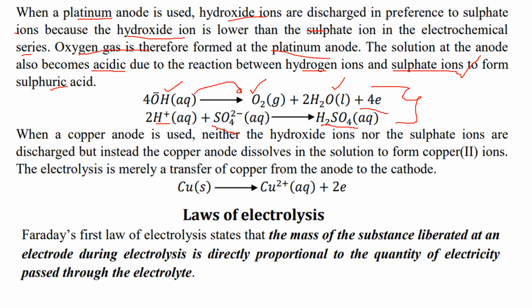So you're going to say that, however, when a copper anode is being used, we are not going to discharge either the hydroxide ions nor the sulfate ions. But the copper anode itself is going to dissolve in this solution, forming copper 2 ions. So the electrolysis is going to be merely a transfer of copper from the anode to the cathode, because it's the anode that is going to be dissolving to give us the copper 2 ions.